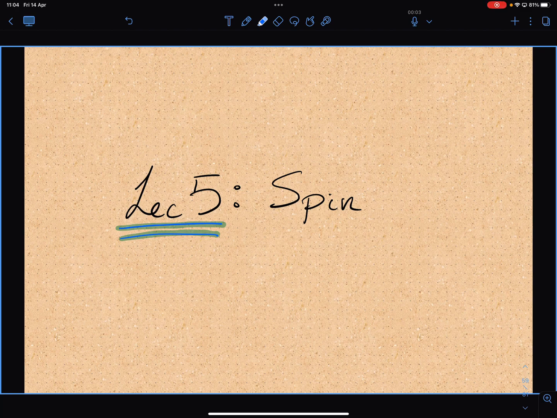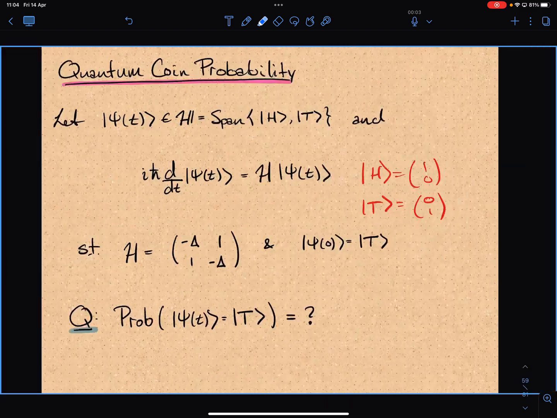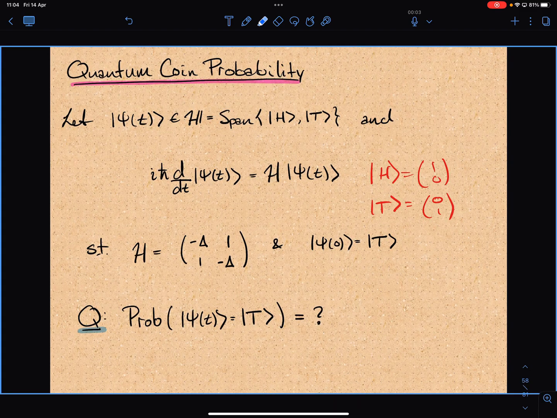All right, so we're gonna talk about spin, but first we're gonna start with the solutions to the previous exercise. And again, this was the roadmap we were taking, and I guess the problem was this one, where we were computing the probability of this quantum coin system, given this Hermitian operator with delta.